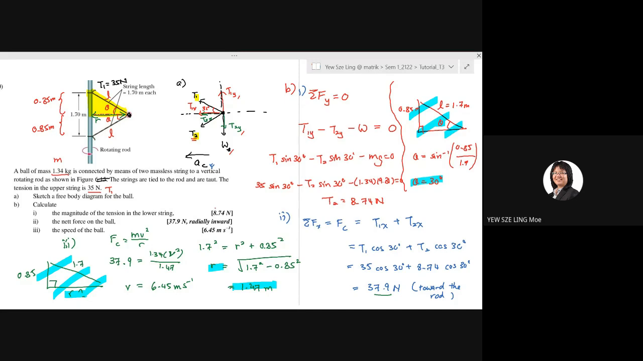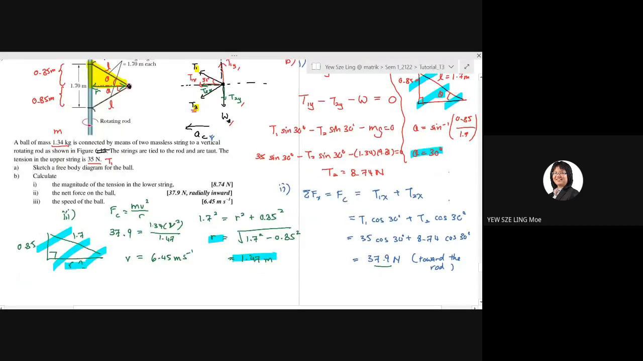So for this question, make sure you understand. If you don't understand, for example how to find the angle and so on, make sure you ask. Right? So this is I think the most difficult question in chapter 6. Okay, next.